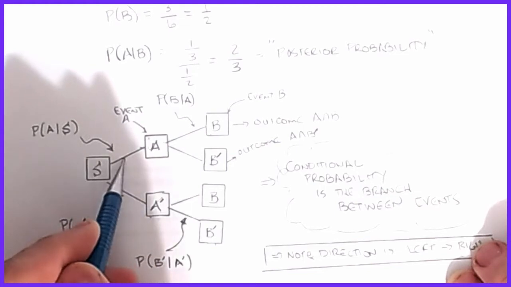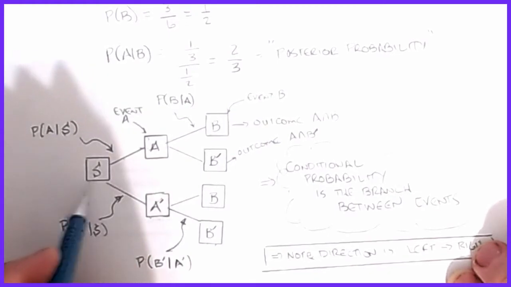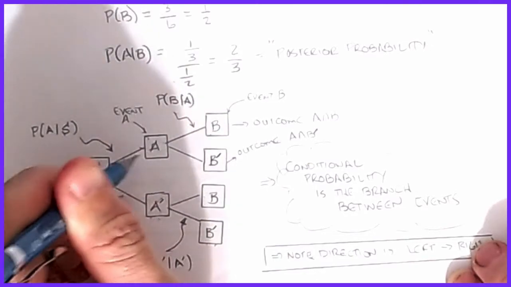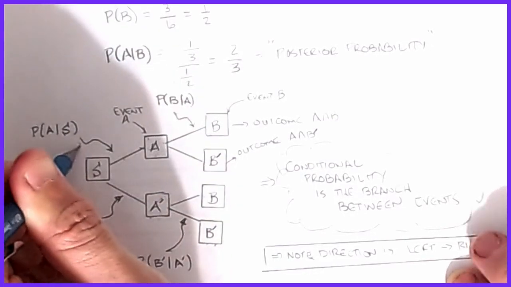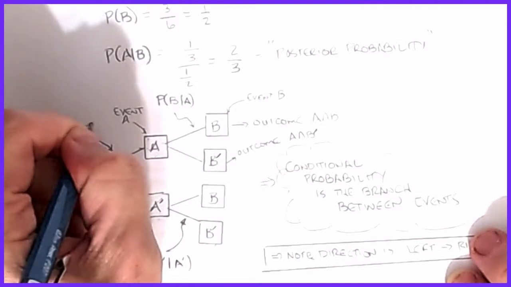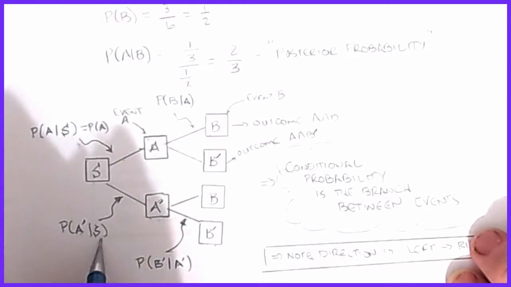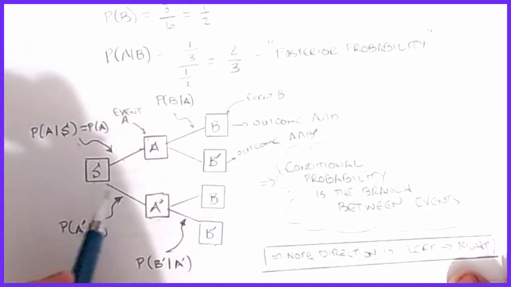Now, the first leg: obviously I started at S, so given that I'm in the sample space, to get to A this is the probability of A given S. We just call that the probability of A, because clearly we're in the sample space. Likewise, the probability of not A given S. Every one of these is a conditional probability.